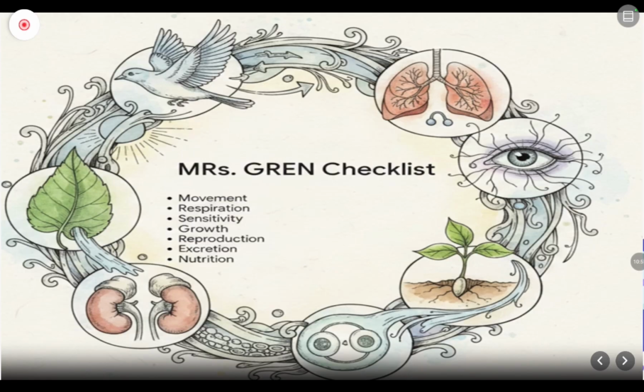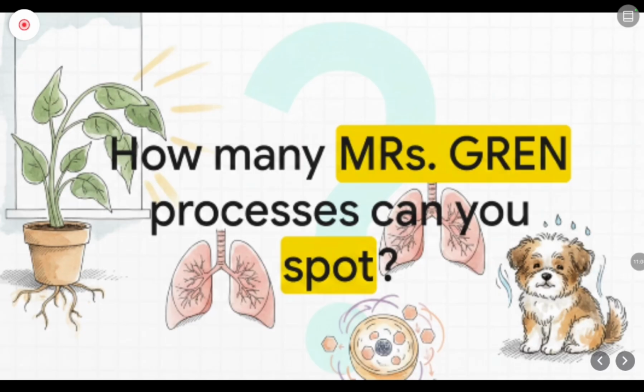Now, this is the Mrs Green checklist. We have explained each and every item here: movement, respiration, sensitivity, growth, reproduction, excretion, nutrition. This will be the end of our lesson, and this is just a quick wrap-up of what we have said.